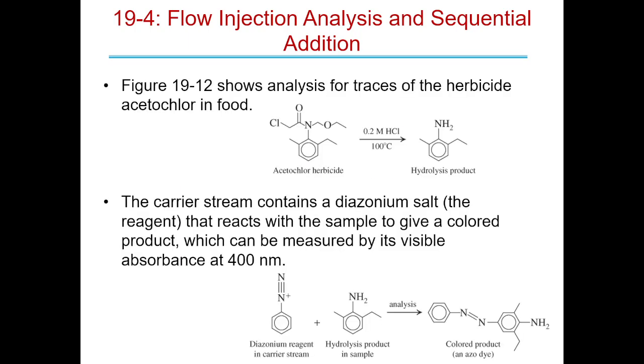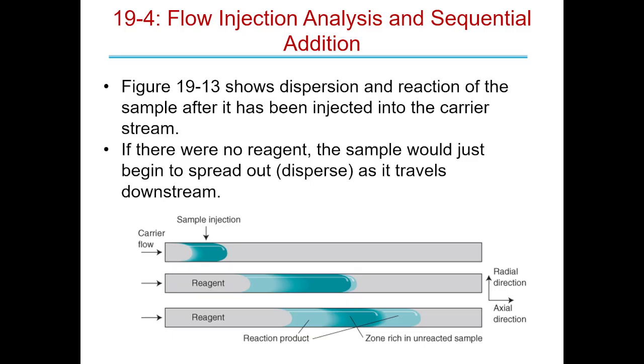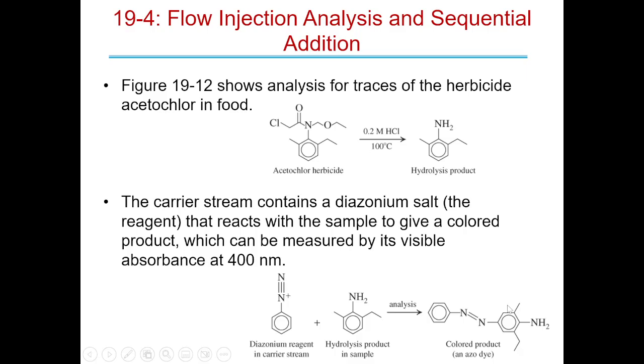That's why you have that straight portion. That's your cell. Okay? So if there were no reagent, the sample would just begin to spread out, disperse as it travels downstream. So you would get your injection. If there's no reagent, it's just going to spread out, and it won't show up at that wavelength, would it? Because that doesn't absorb about that 400 nanometers. You need reagent in there to react, okay?